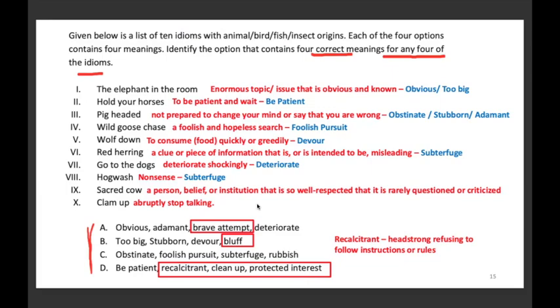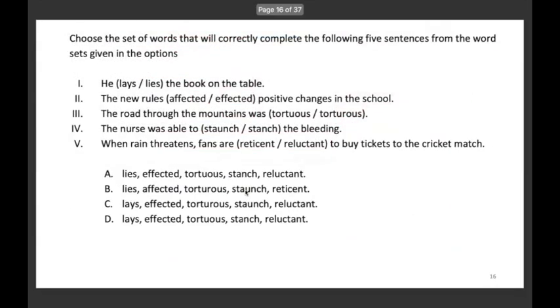From the given options, in A these two are not there. In B, the bluff part is not there. The C part is fine. In D, all these parts are not there. So C is the correct answer. Okay, we'll move to the next one.